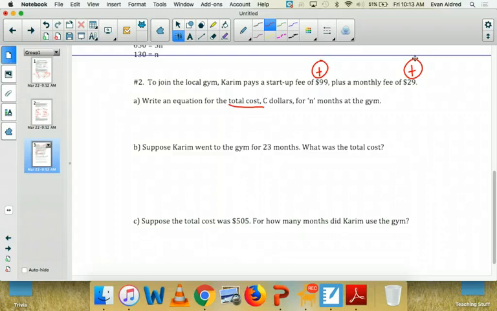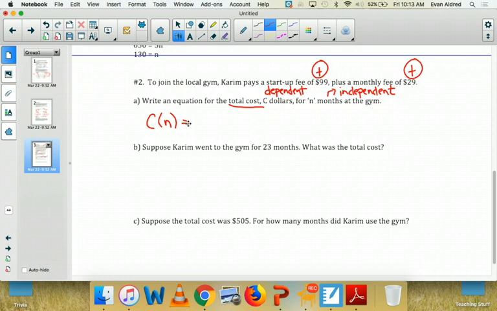Again, it's function notation. Well, our cost depends on the number of months. So our cost is our dependent variable, and our number of months is our independent variable. Remember, with function notation, we're going back a ways. Remember that with function notation, it's the dependent variable with the independent variable in brackets on the left-hand side, and then our equation on the right-hand side.